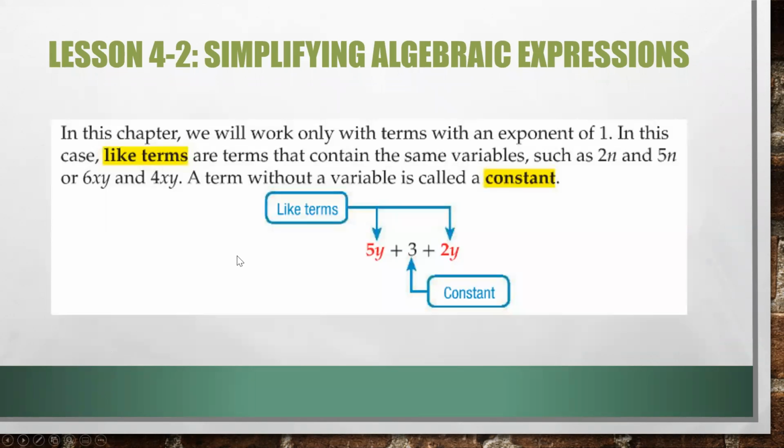All right, so what you're going to be doing in this lesson is dealing with like terms, and like terms are terms that contain the same variable. So for example, in this expression here, this is 5y plus 2y. These are like terms, so you can combine them, and since it says 5y plus 2y, that would be 7y, and you still have the plus 3, which is a constant, and you cannot combine 7y plus 3, so this would be in its simplified form, okay?